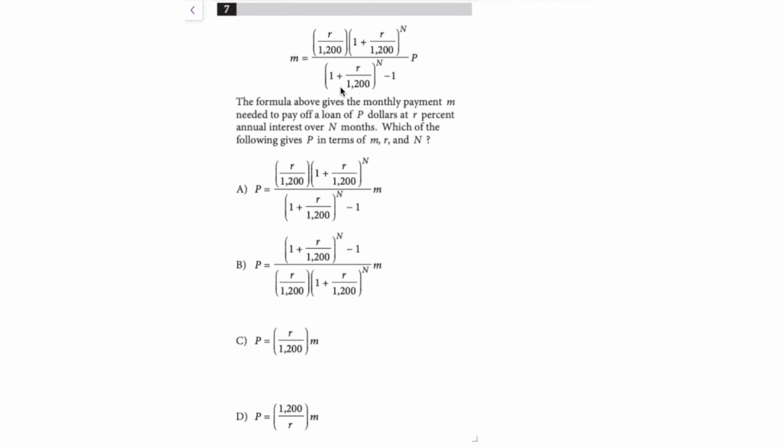So I want to find this expression on the top of the fraction, this expression on the bottom of the fraction, and then all being multiplied by M. And if you notice, that is going to be choice B right here. See, this numerator right here is the same as this denominator right here, and then this numerator is the same as this denominator. So our answer is going to be B.